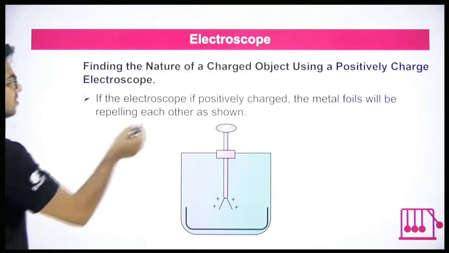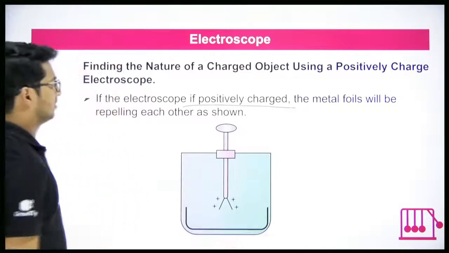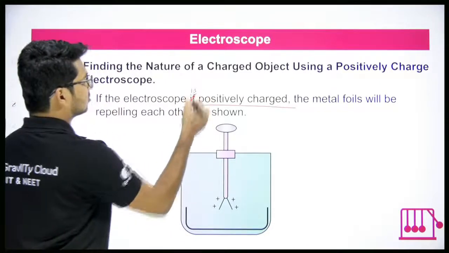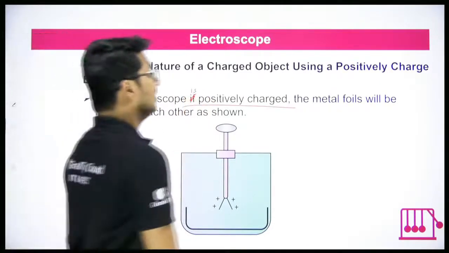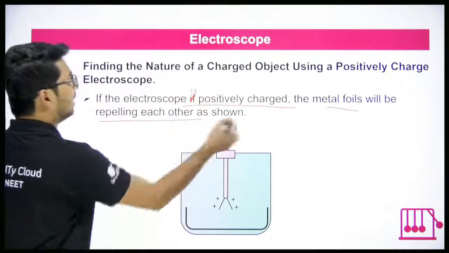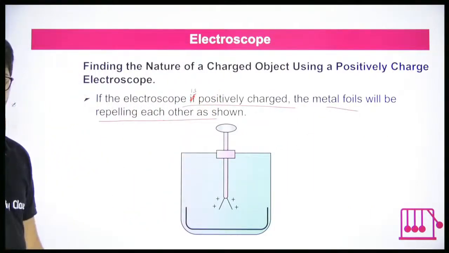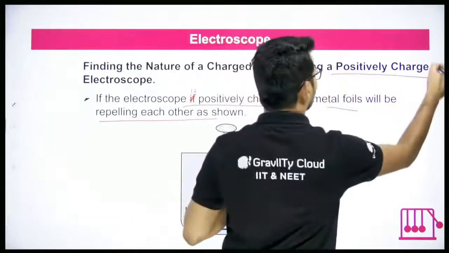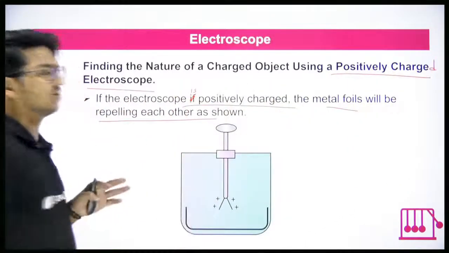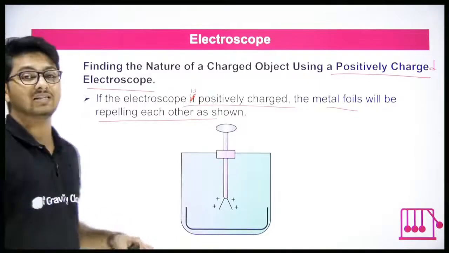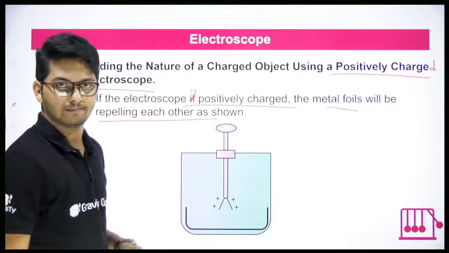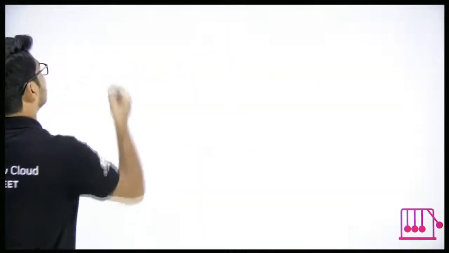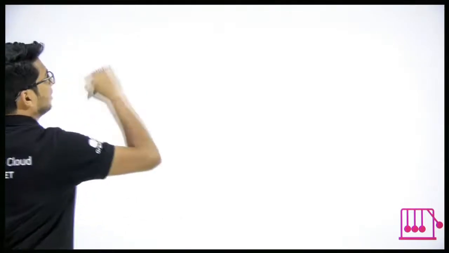If the electroscope is positively charged, the metal foils will be repelling each other as shown. So at the beginning itself, we are taking a positively charged electroscope. Okay, now see what happens. Let me show that to you. Let me give the explanation.